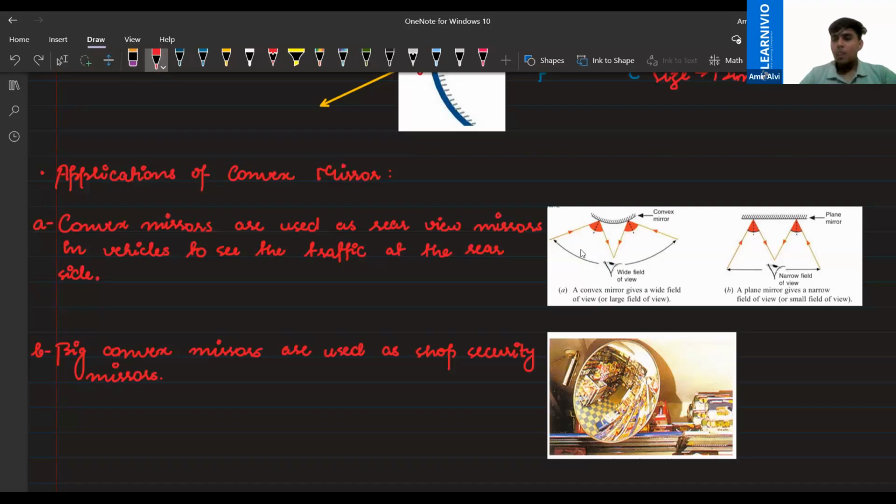That's why in a rear view mirror, objects seem much nearer and they look smaller. Actually, they look very small because the image formed by the convex mirror is diminished. Next, big convex mirrors are used as shop security mirrors because they give the complete viewing angle of the shop. Suppose the owner is not able to afford cameras, right? So that's why they will use them.